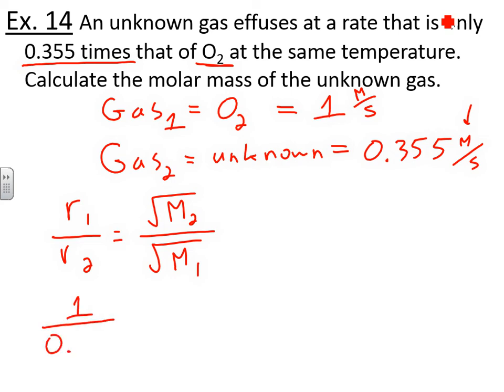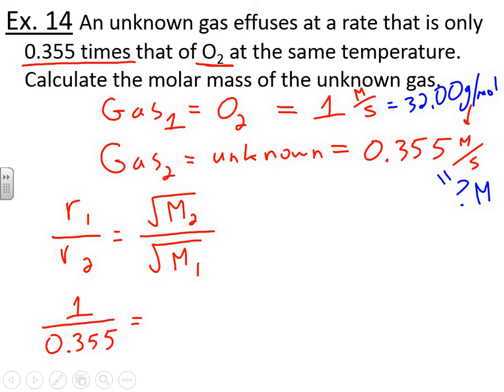Now, the molar masses of our gases: oxygen has a molar mass of 32. So simply take that from the periodic table. So oxygen has a molar mass of 32.00 grams per mole. And then obviously we don't know the molar mass of gas 2. That is what we're solving for. So molar mass is what we're solving for. Alright, so plug that in. We'll have the square root of 32.00 on the bottom. And then the square root of our second gas goes on top.